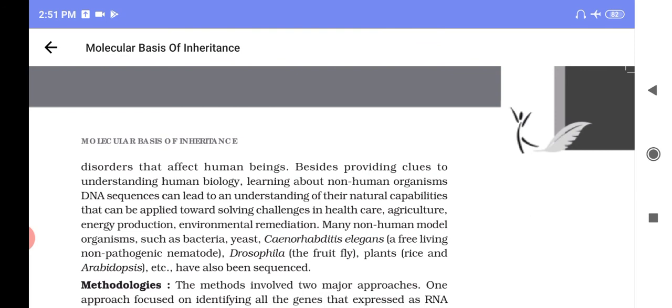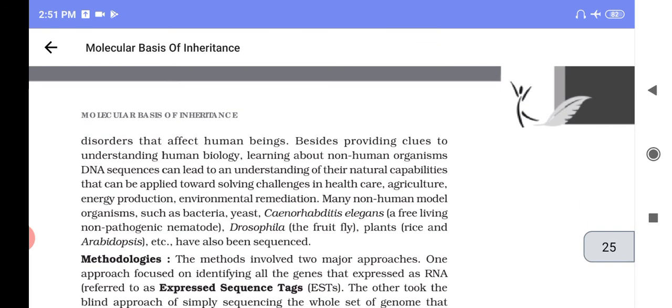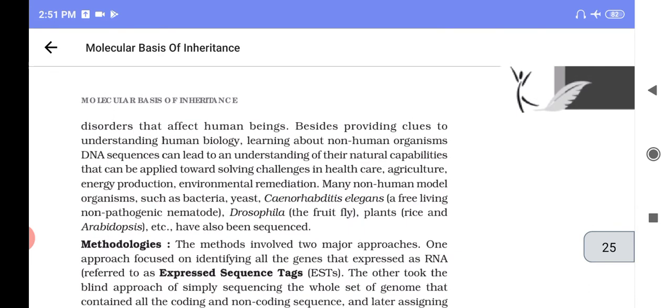Many non-human model organisms such as bacteria, yeast, Caenorhabditis elegans, a free-living non-pathogenic nematode, Drosophila, the fruit fly, plants, rice, and Arabidopsis, etc. have also been sequenced.